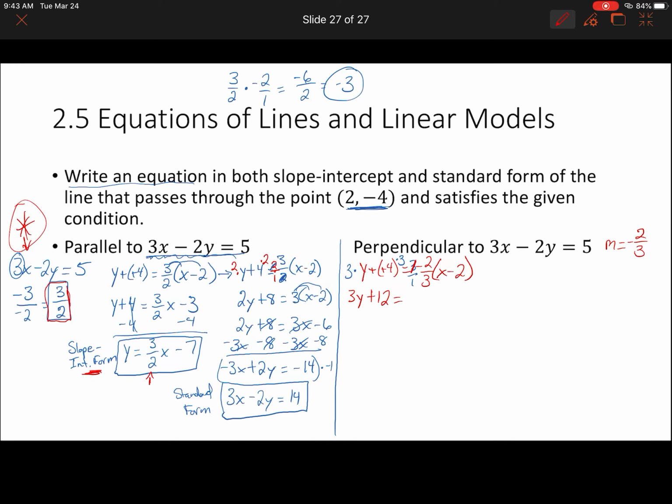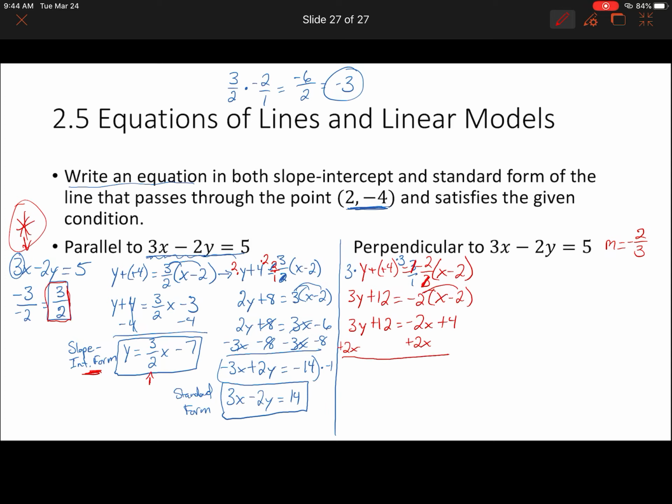3y. That 4 times 3 is 12. It is a positive 12. And then this 3 we multiplied by, and this 3 on the bottom of that fraction cancel out. It leaves us with negative 2 times x minus 2. And then again, we need to distribute. And so we're going to get 3y plus 12 equals negative 2x plus 4.